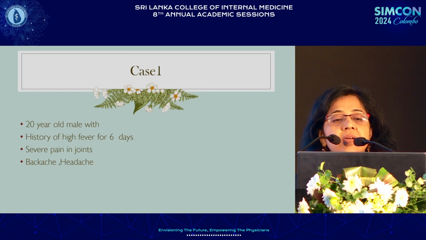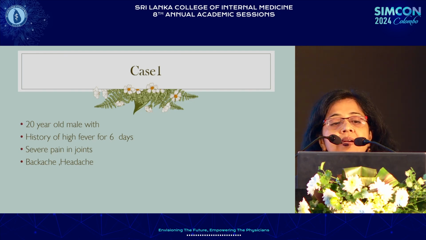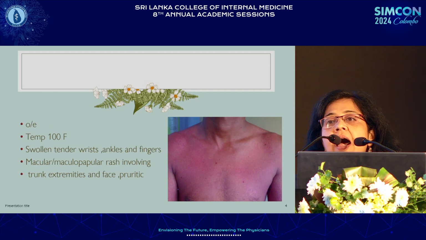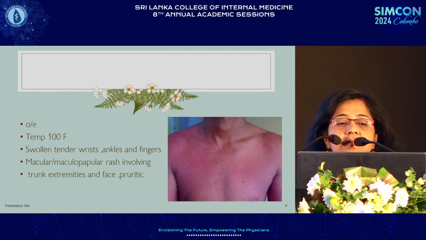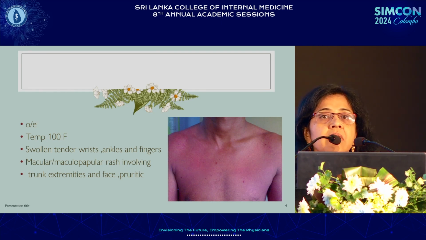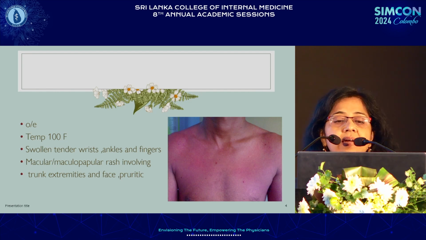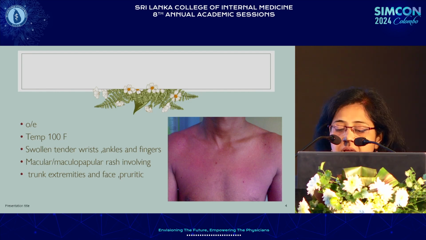We have a 20-year-old male with a history of high fever for 6 days with severe pain in joints along with headache and backache. We examine that person and find that he has a temperature and swollen tender joints like the wrists, ankles and fingers. He also has maculopapular rashes on his trunk, extremities and face. The rashes are pruritic.